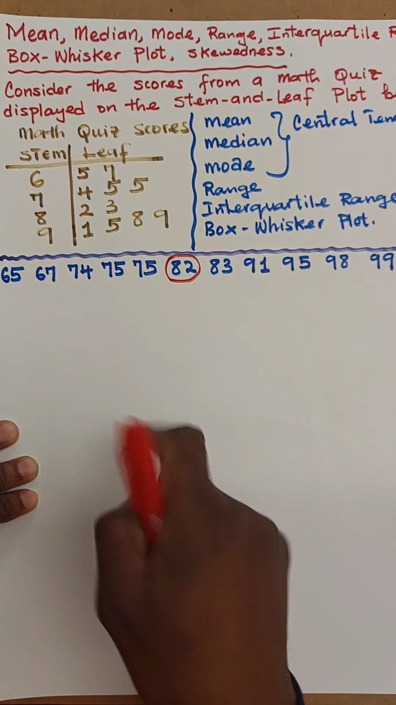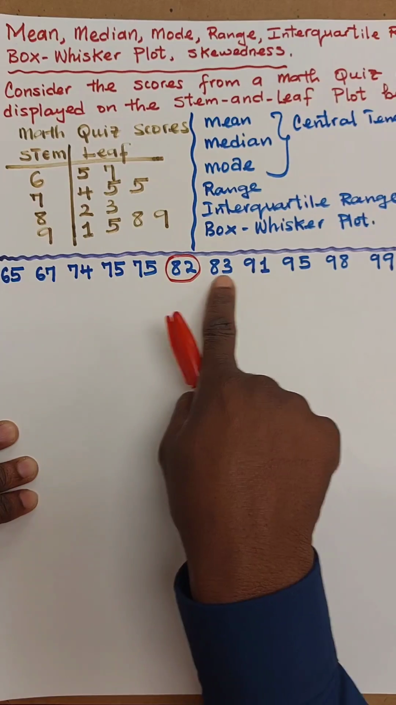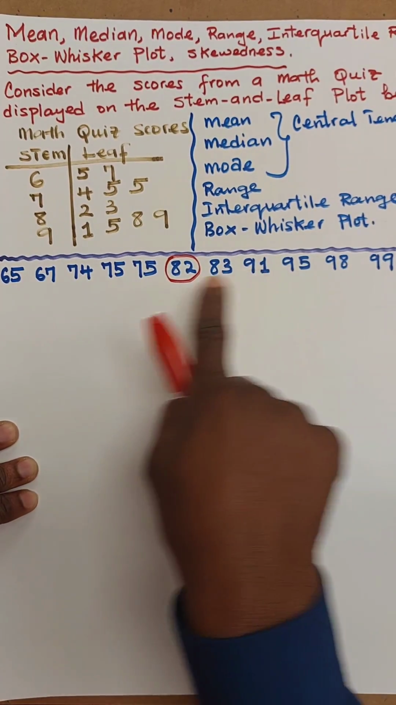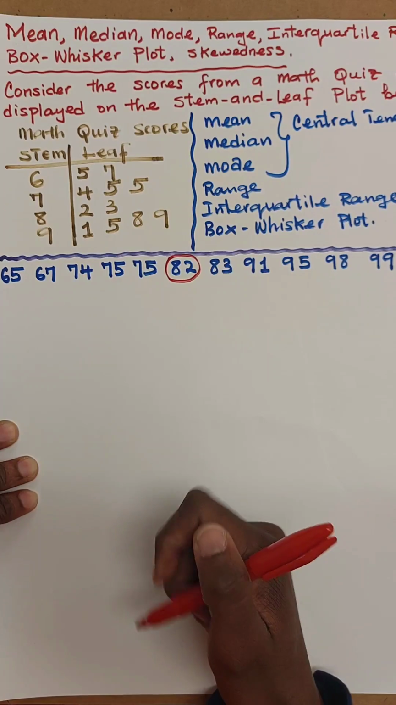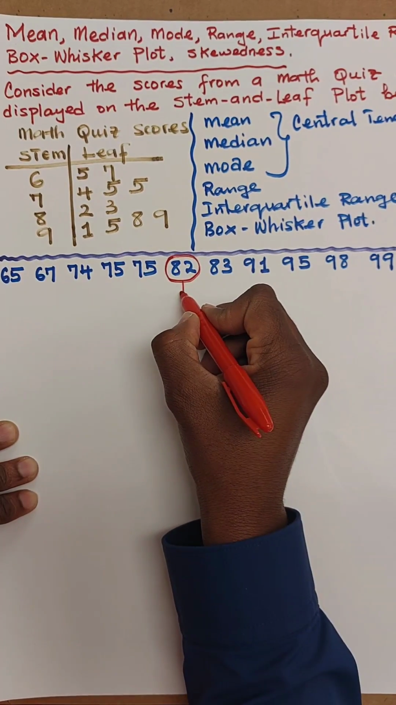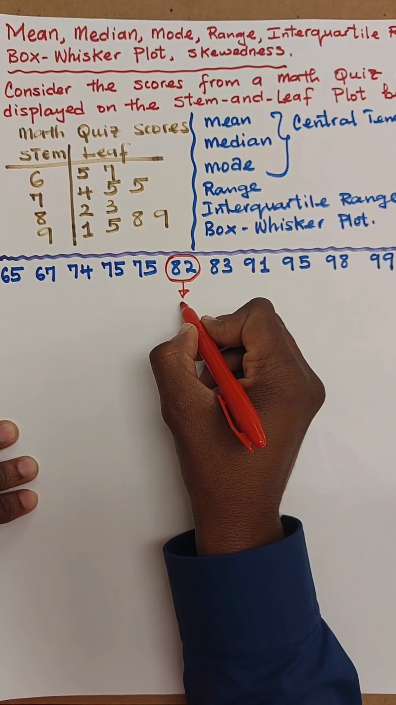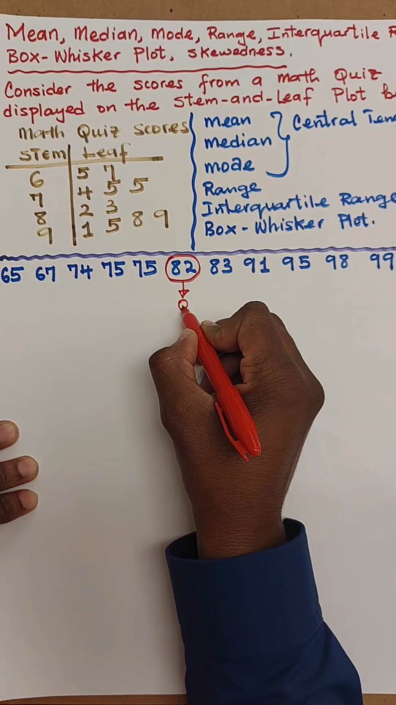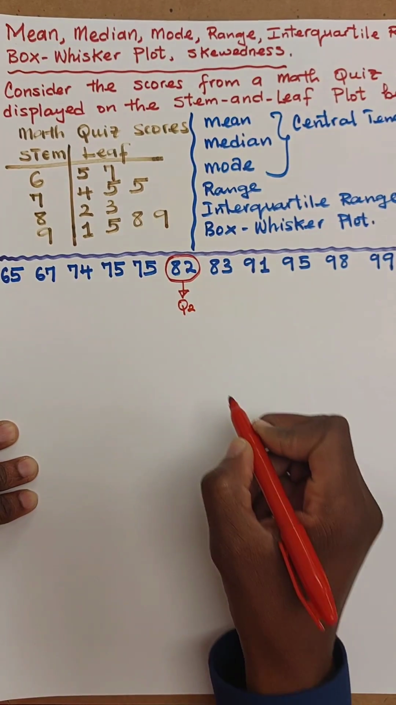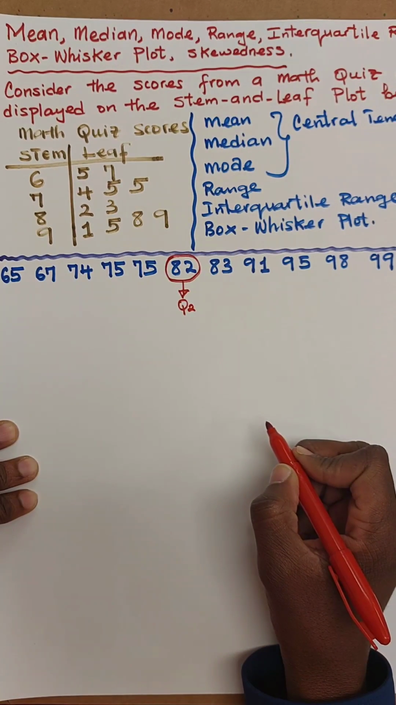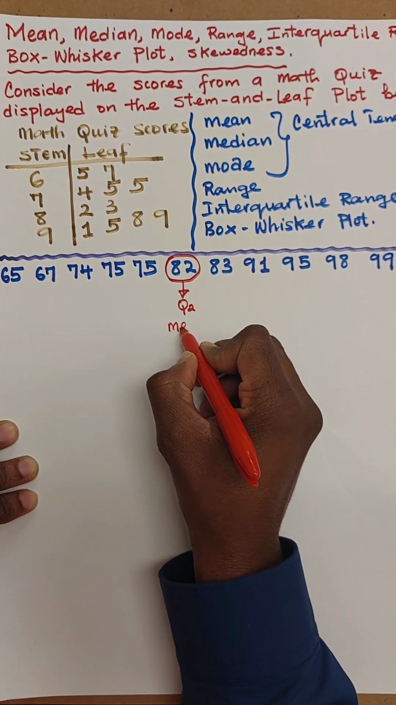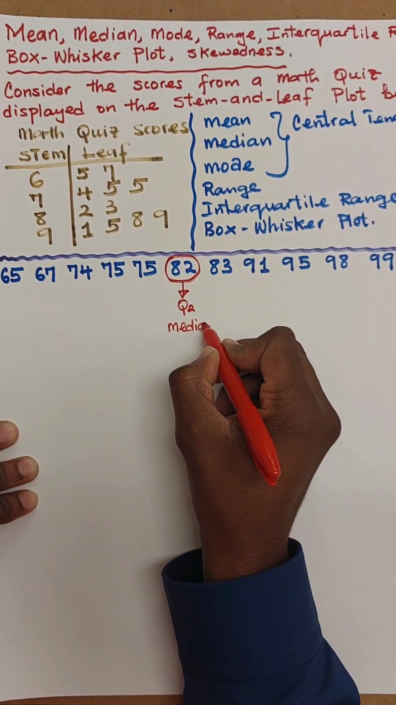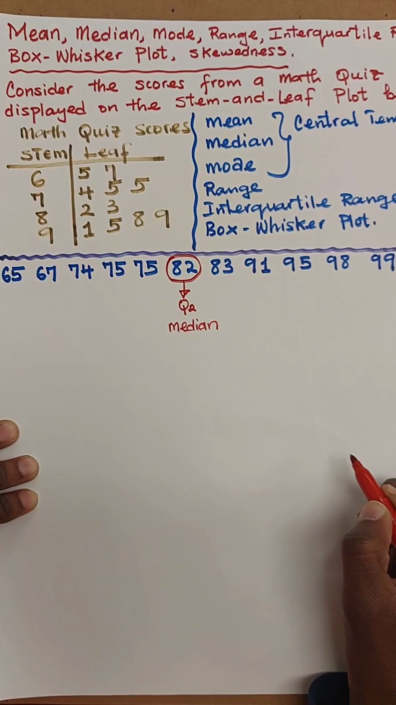82. So when we select that middle number, we notice that we have 5 numbers on the right and we have 5 numbers on the left. So this 82 is represented as the second quartile or the median. Special number in the middle, the median.